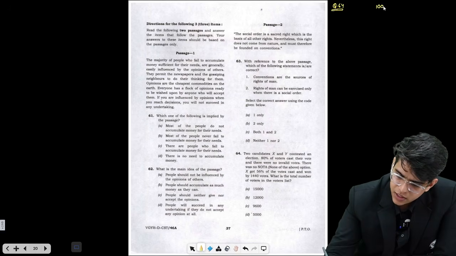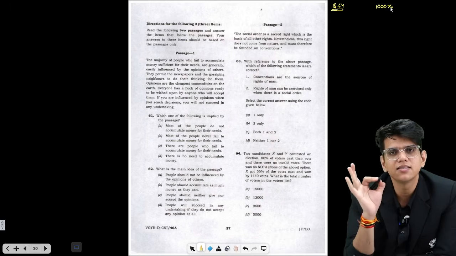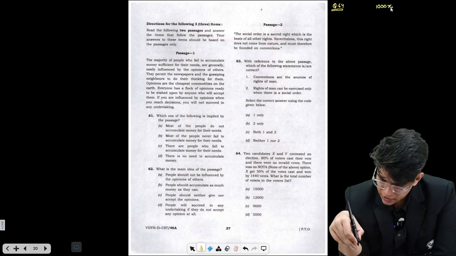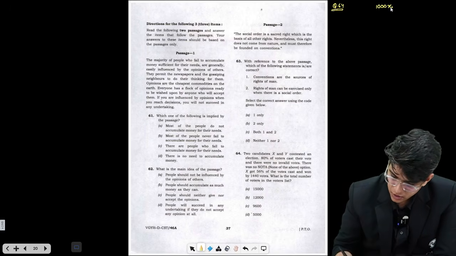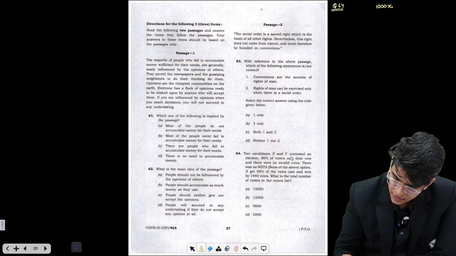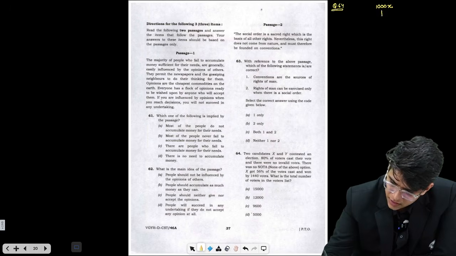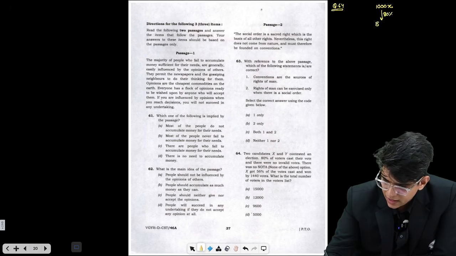Because here I know I have to apply percentage twice, I am starting with 1000x. Let the total population be 1000x. Two candidates X and Y contested an election. 80% of voters cast their votes and there were no invalid votes. How many cast? 80%. 80% of 1000 is nothing but 800x.